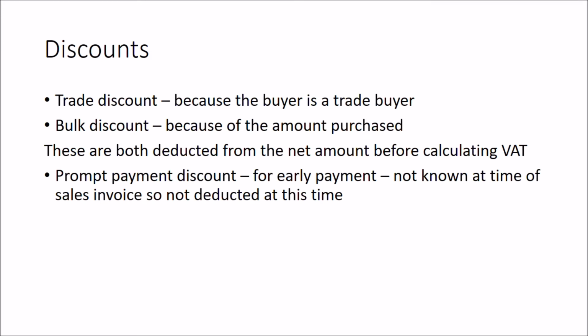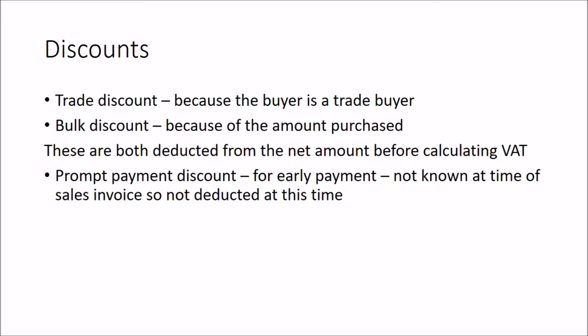We've seen discounts being introduced here. So let's take discounts at this point. We've got three types of discounts that you will see, and you will be expected to calculate these discounts. Two of them, the trade discount and the bulk discount, we'll go through first, because the trade discount is because of who the buyer is. So the buyer is a trade buyer rather than a member of the public, so they're expecting a reduction in price.